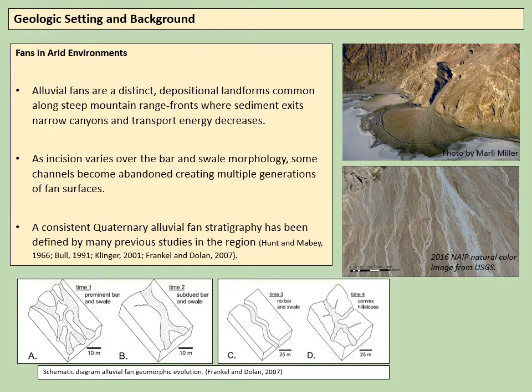Fans are distinct depositional landforms common along mountain range fronts where transport energy decreases as the sediment exits narrow canyons. Because incision varies over the active bar and swale topography, multiple generations of fan surfaces are established. This diagram below illustrates the evolution from time 1, showing prominent bars and swales, to time 4, in which convex hill slopes form at the edges of the fan surfaces. Note the larger value for the scale bar in times 3 and 4.